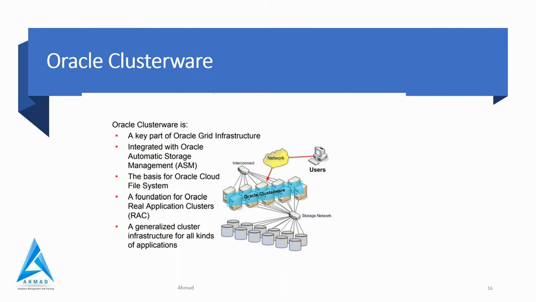Any questions? See the diagram: Oracle Clusterware is spread across all the servers combined. Basically, Oracle Clusterware combines multiple servers and treats them as one server, so that the user will not get confused about the work, and the user will not know from where the data is coming and being processed.